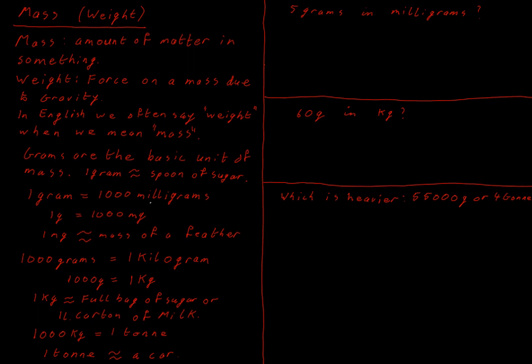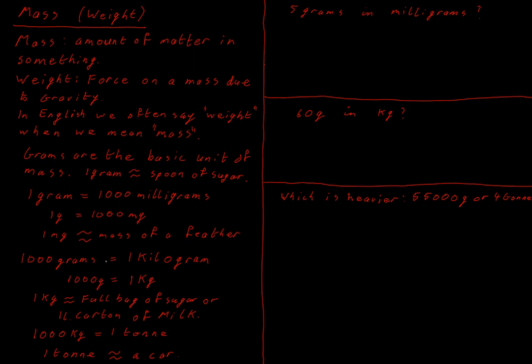So a milligram, milli means 1,000th. So it's 1,000th of a gram. So it makes sense that 1 gram would be 1,000 milligrams. And that's written as 1 little g is equal to 1,000 mg for milligrams. And a milligram is about the mass of a feather. A feather would be several milligrams.